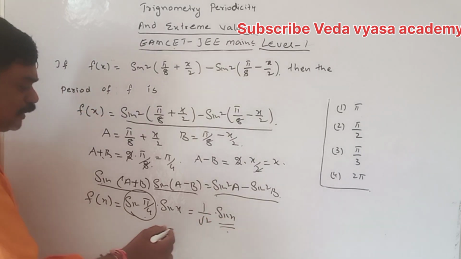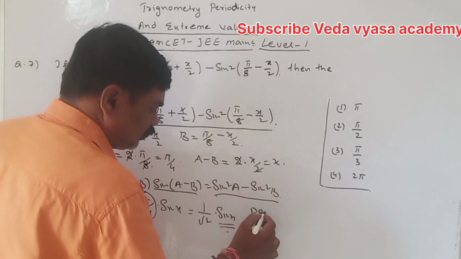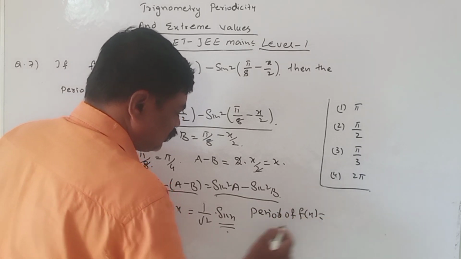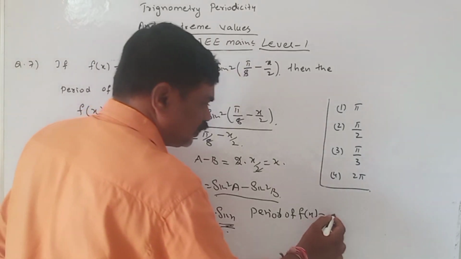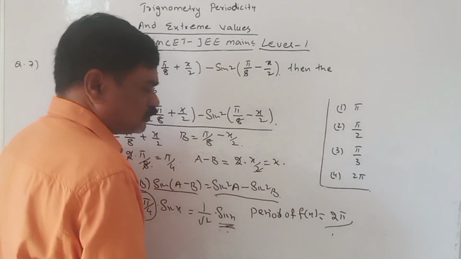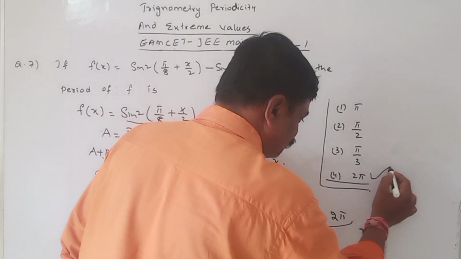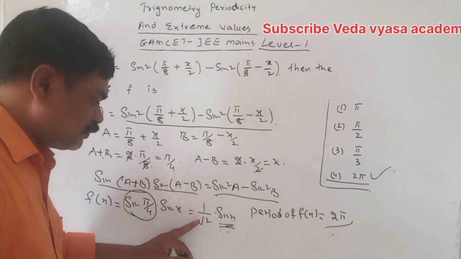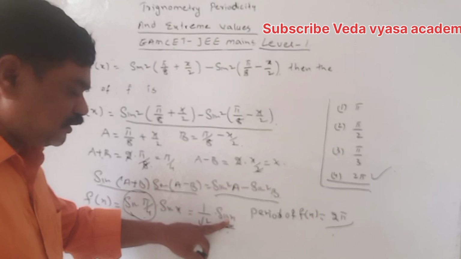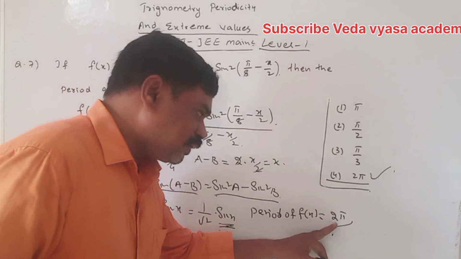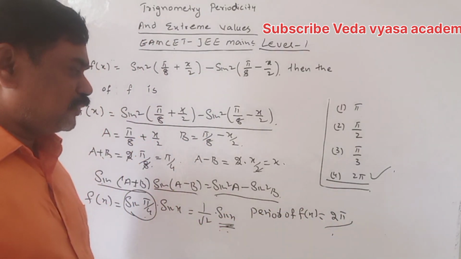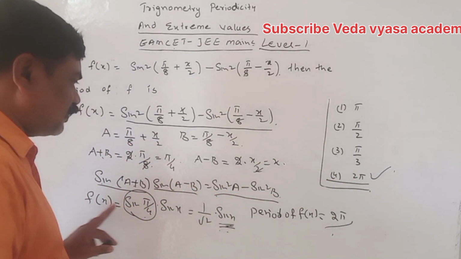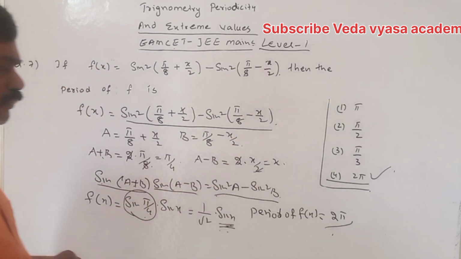Then what is the period of this one? So the period of f of x is the sine x period, 2 pi, we know that. So we have option 4 is the answer. Here a real number multiplication with the function does not change the period. So we write the period of the given function is 2 pi. So that's all.